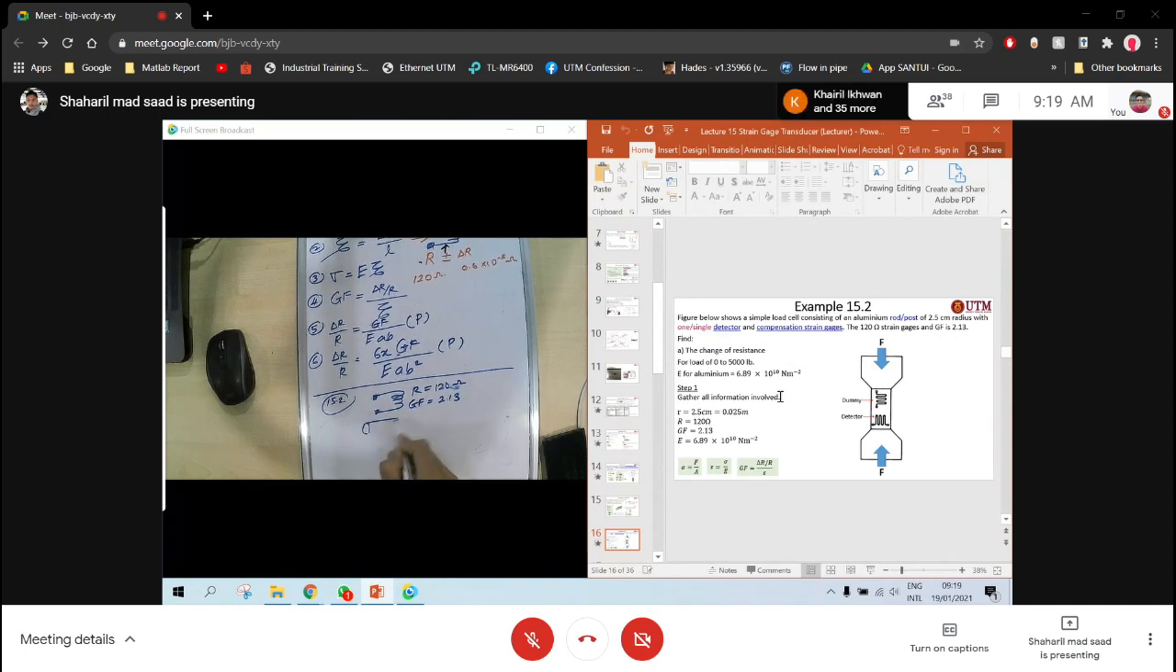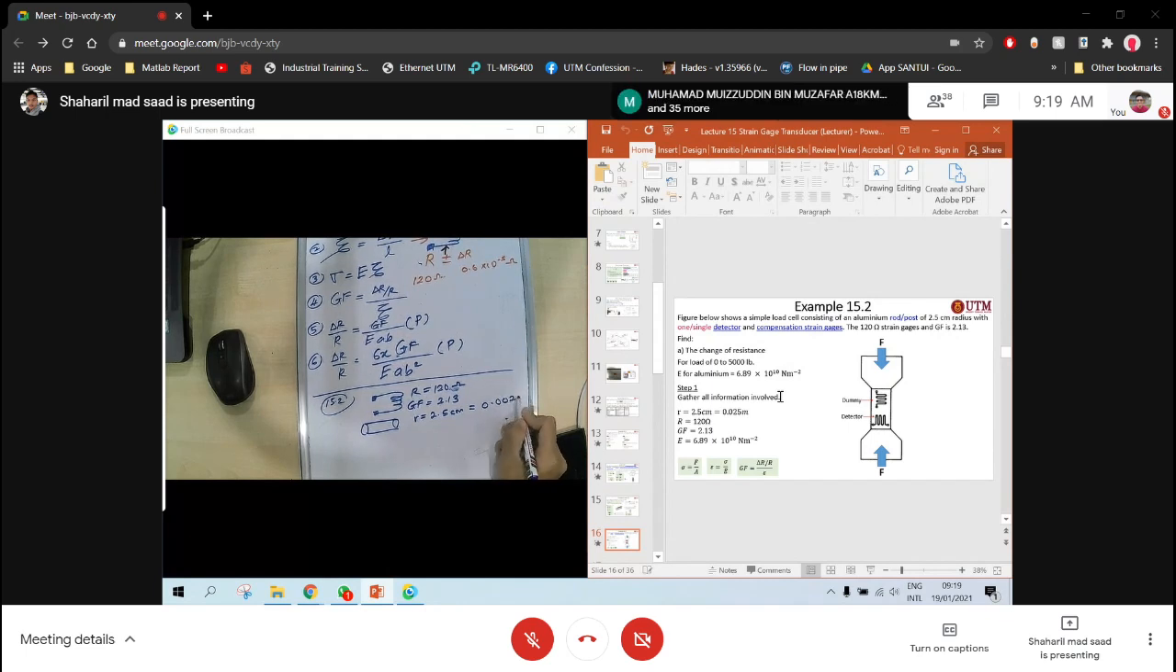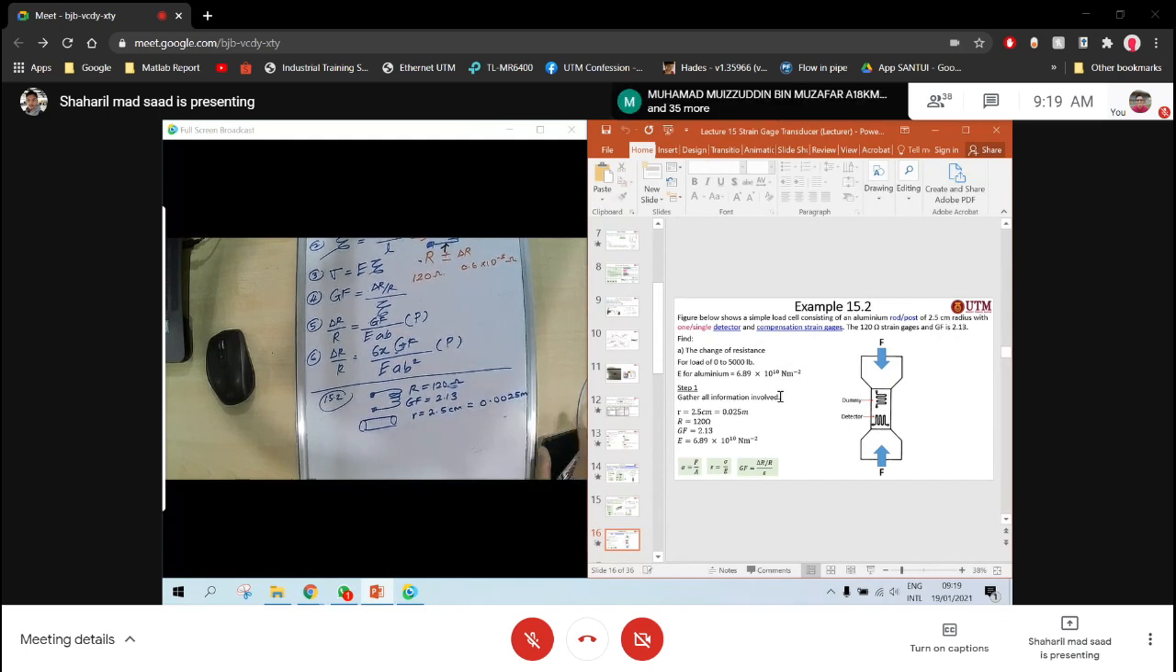Okay, this is your rod. Now your rod has R equal to 2.5 cm. This one equals 0.025 meter. Correct or not? 0.025, right? 0.025 meter. Done.